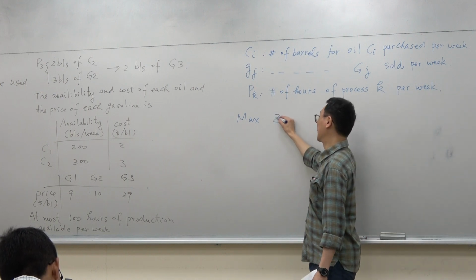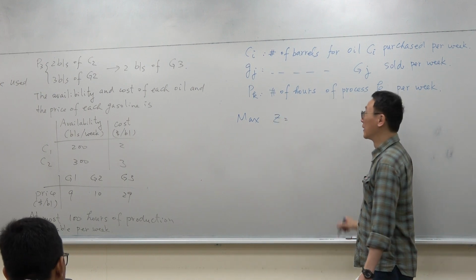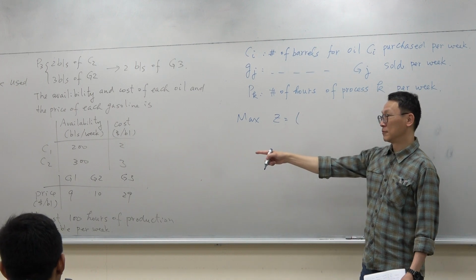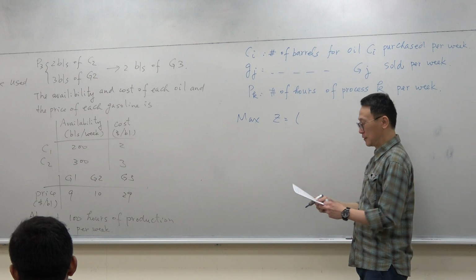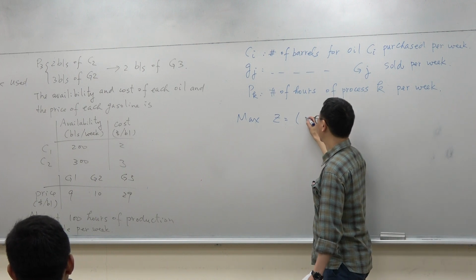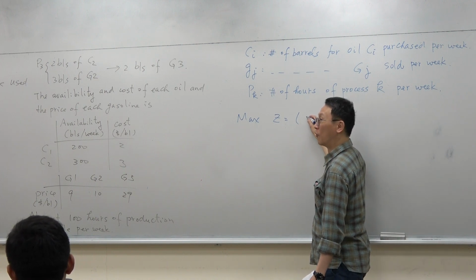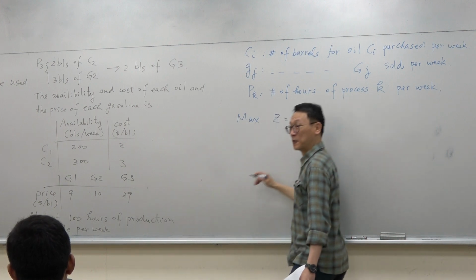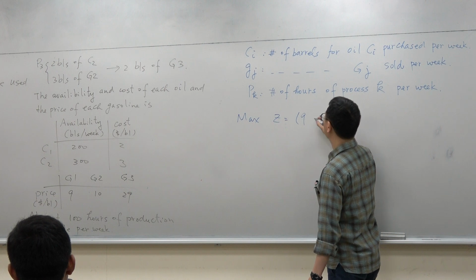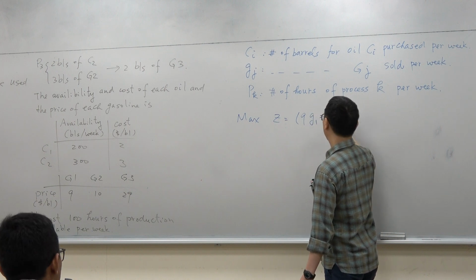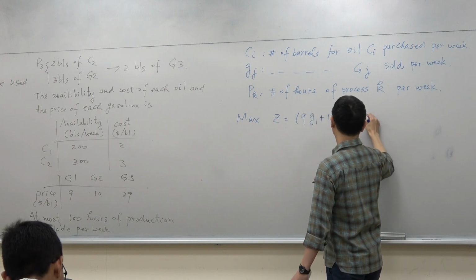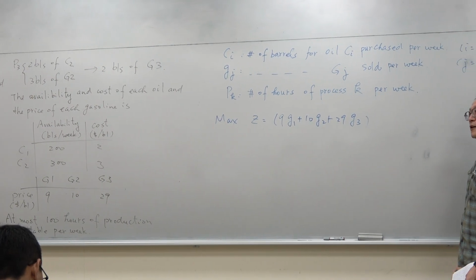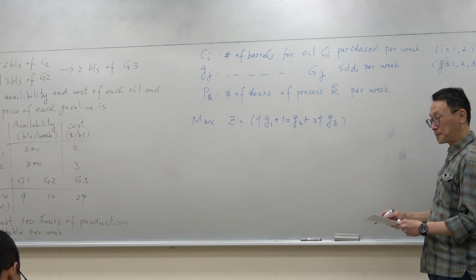Like the previous example, we can sell the gasoline, or I can sell it 9 G1 plus 10 G2 plus 29 G3. That's our revenue. Right?